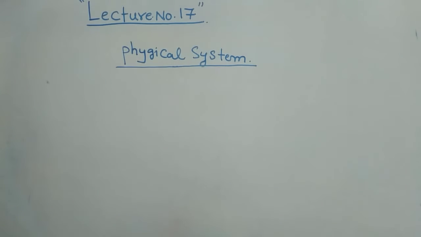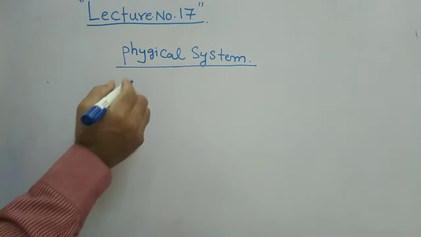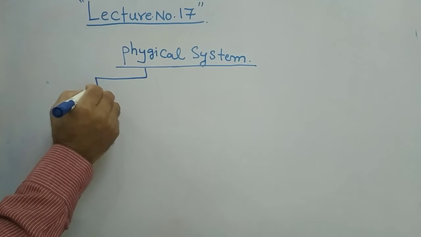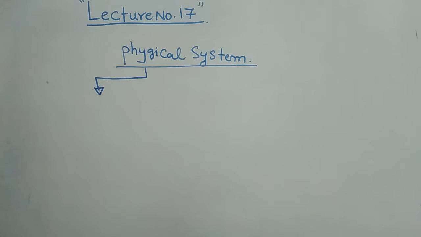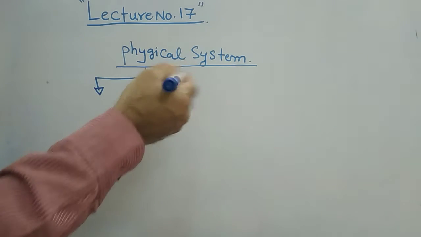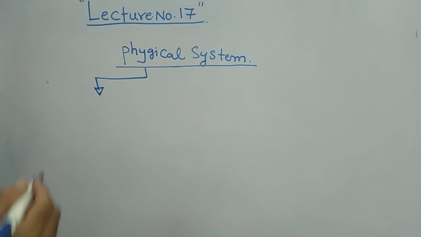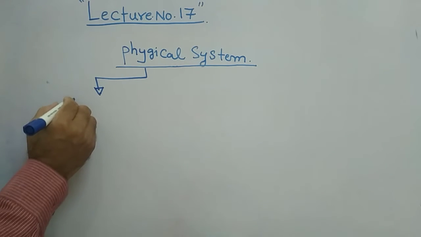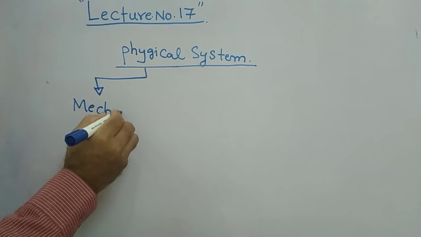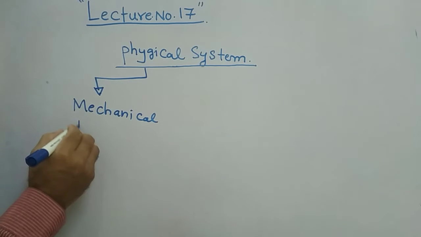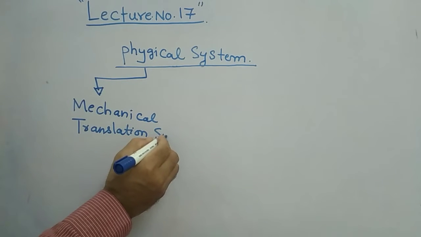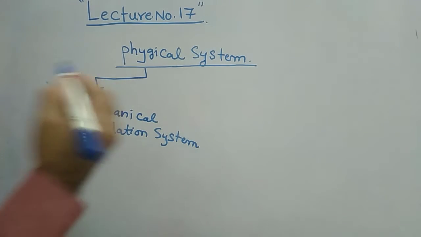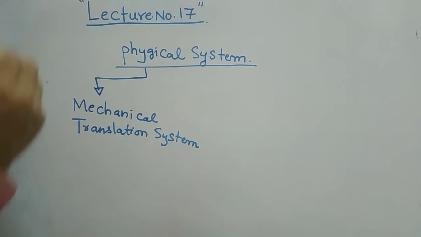Under this physical system, we have two types of variants as far as our subject is concerned. The physical system is a mechanical system. The first variant is the mechanical translational system. This is one type of your physical system.